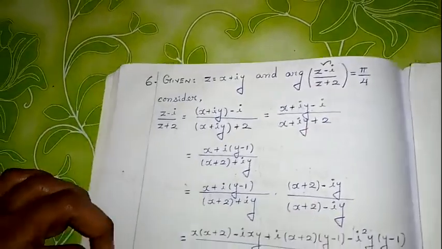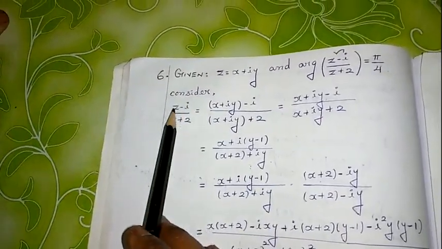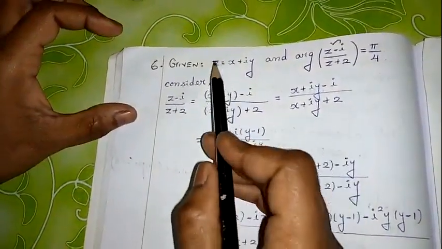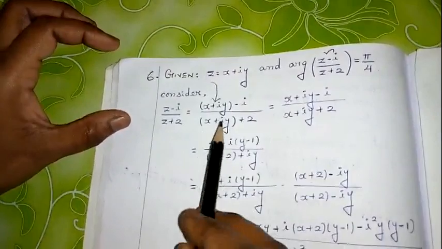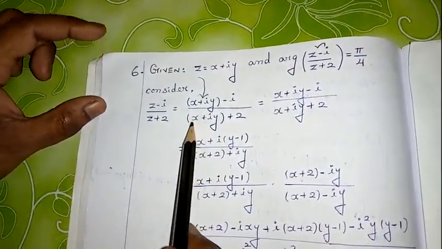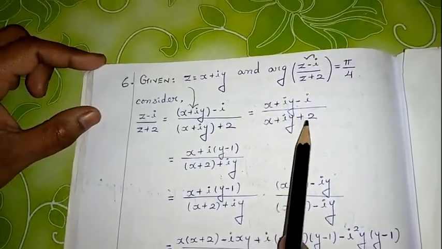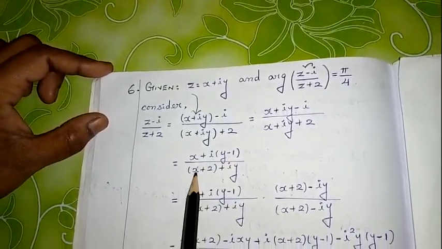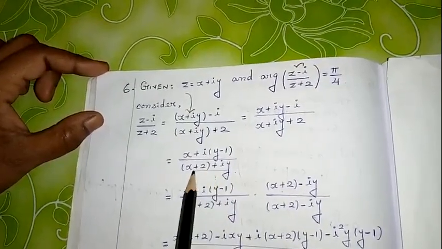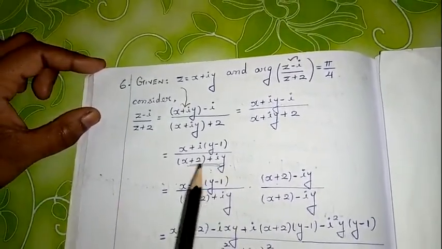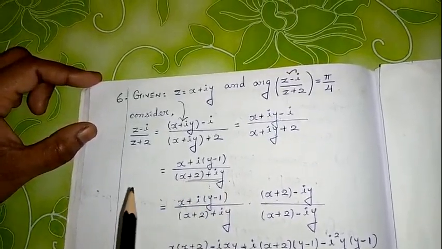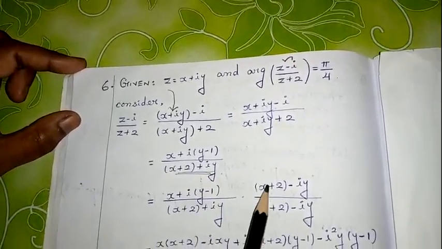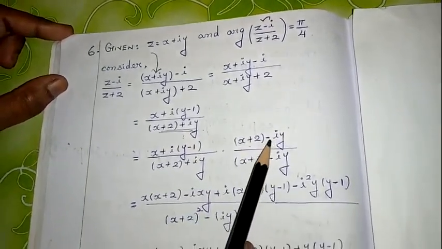So what I am going to do here, students, I am going to take z minus i divided by z plus 2. First, in place of z, I am going to replace the value as x plus iy. After replacing, I am going to arrange the real part and imaginary part. Just see here, students, I am arranging the real part and imaginary part in this way. After arranging, I am going to take the conjugate. How to take the conjugate? I check my denominator and change the imaginary part sign. So, divide and multiply by x plus 2 minus iy.